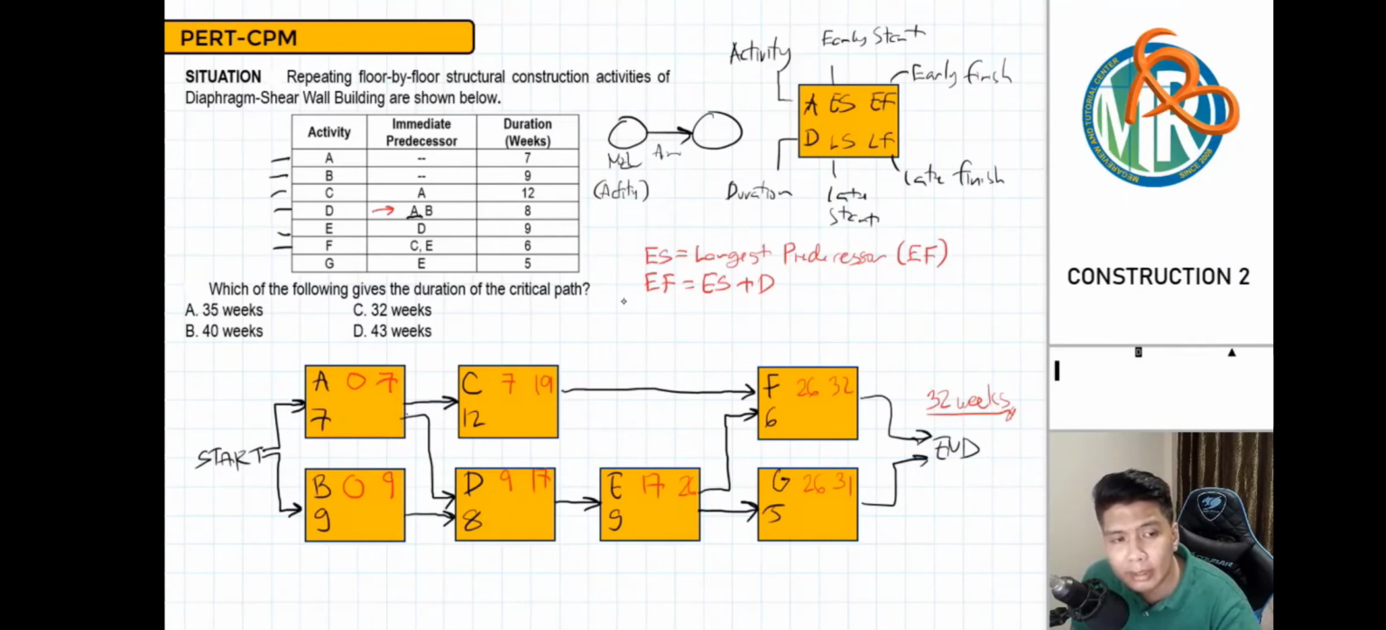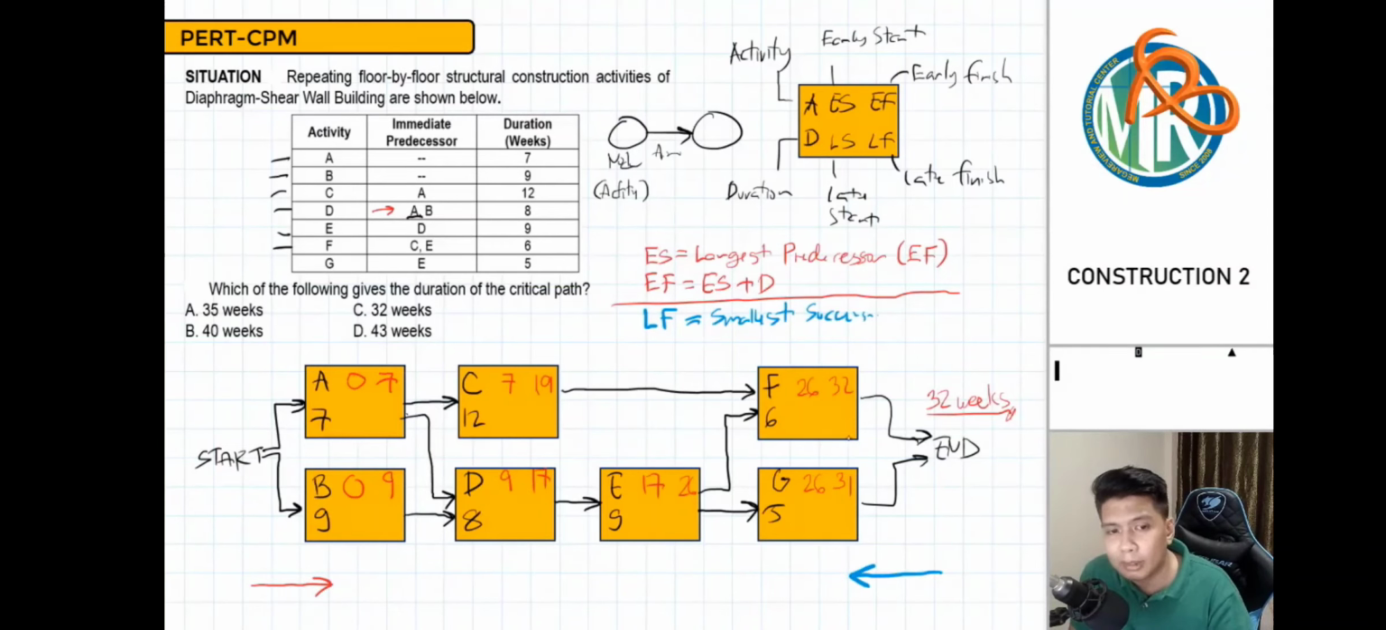Ngayon, we already have the early start and early finish. Let's input naman yung ating late finish and late start. So for the late finish, guys, you will input here the smallest successor. So technically, guys, baliktad lang yung gagawin natin sa late finish and late start. Sa early finish, early start, ang direction natin dyan pag ganito, okay, let me color this lang properly. Okay, ito yung direction ng mga early natin, early start, early finish. Ito naman yung direction ng late start, late finish. Okay, magsisimula ka sa pinaka dulo.